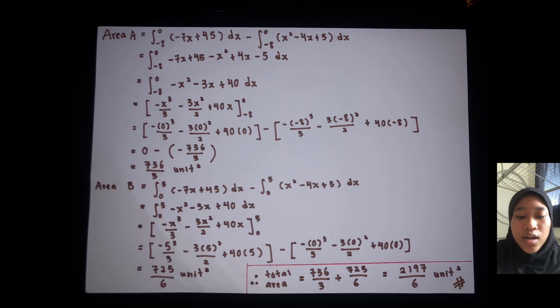So the total area of the shaded region is 736 over 3 plus 725 over 6. The answer will be 2197 over 6 unit square. That is area A plus area B. So the final answer is 2197 over 6 unit square.